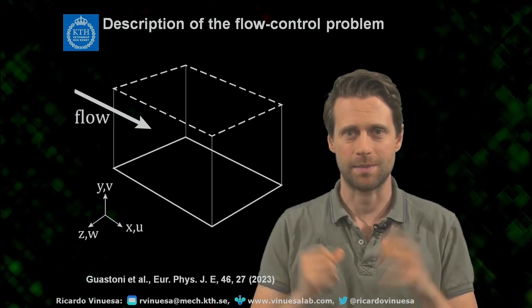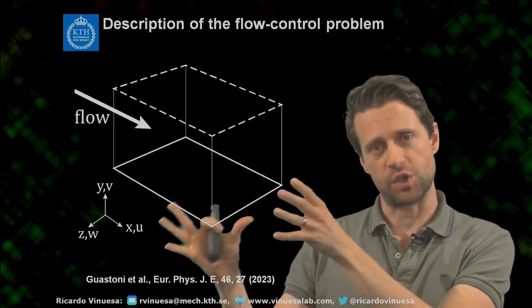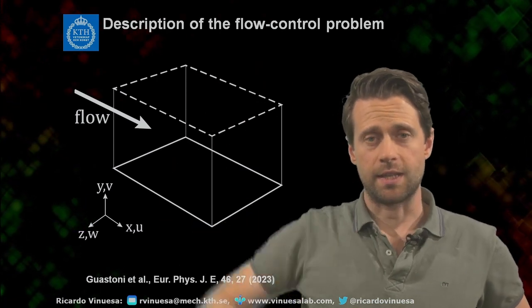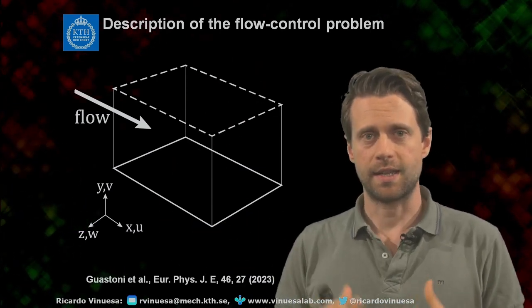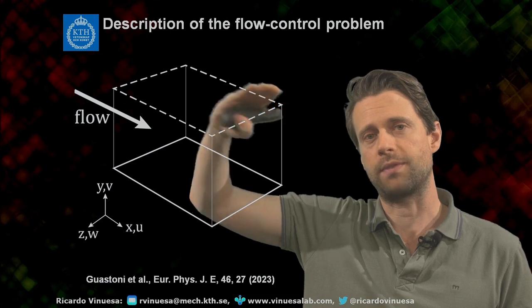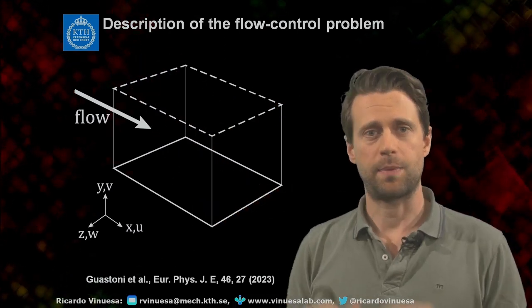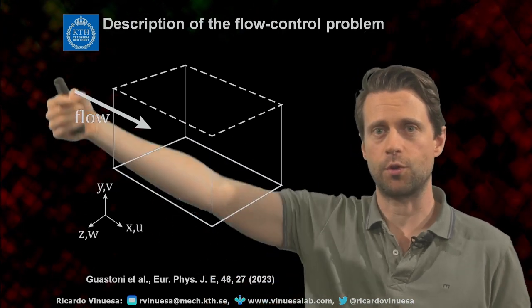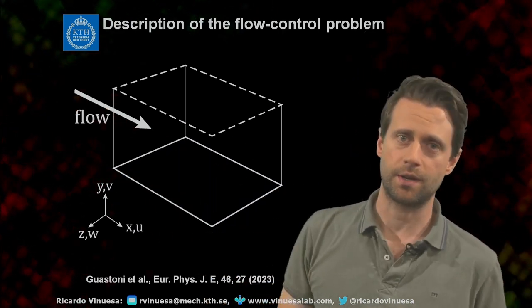So let me look at the setup. In the setup we have a turbulent channel. This is the lower wall. We're considering an open channel to simplify the dynamics of the large scales, which means that at the top we have a symmetry condition and we have periodic boundary conditions both in the streamwise and spanwise directions. So the flow goes in this direction over here.